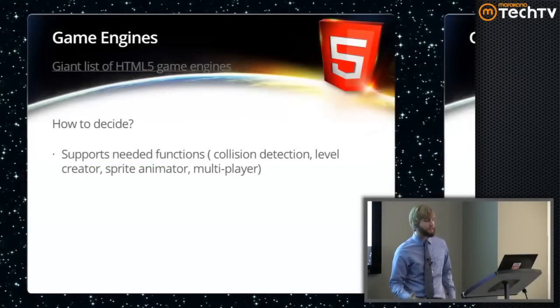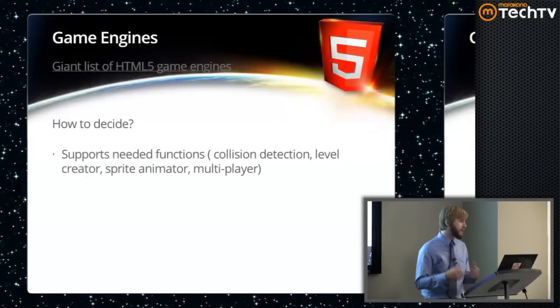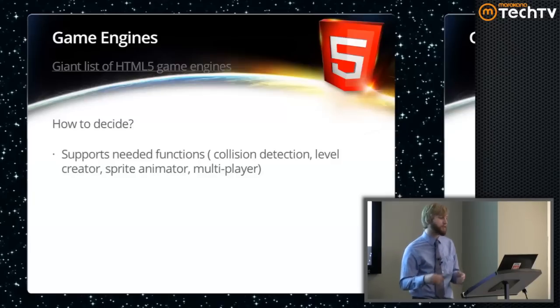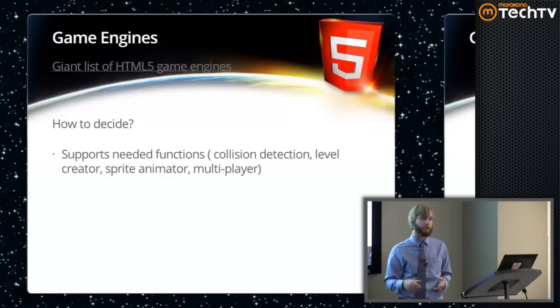First thing you need to know is, does it support the needed functions? Again, you should have your game idea. So is your game going to need collision detection, or is it a top-down puzzle game and you don't need collision detection? Are you going to need a level creator? Do you want something to create your level, or are you fine with writing in a canvas element all the different entities and where they're going to be placed?